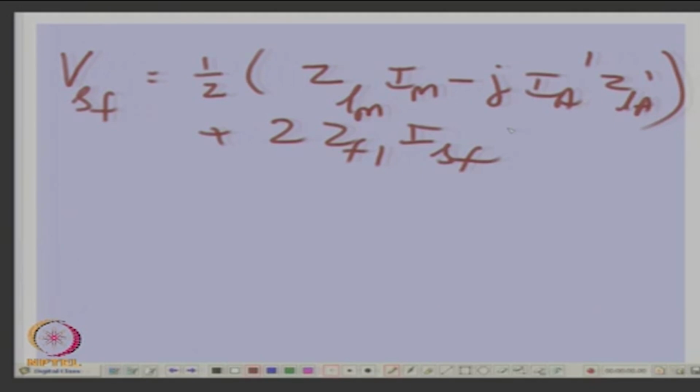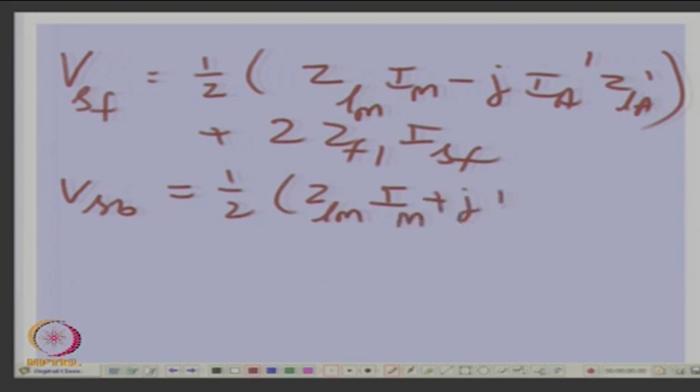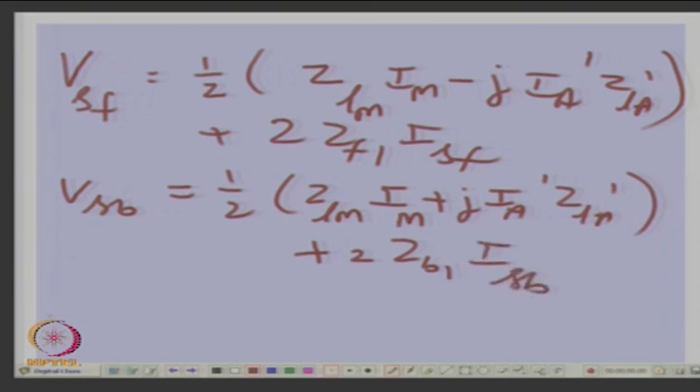Now, we have, so this will be... Now, VSB will be half of ZLM Im plus j Ia dash ZLA dash plus twice ZB1 ISB. This is what you get, VSF and VSB.